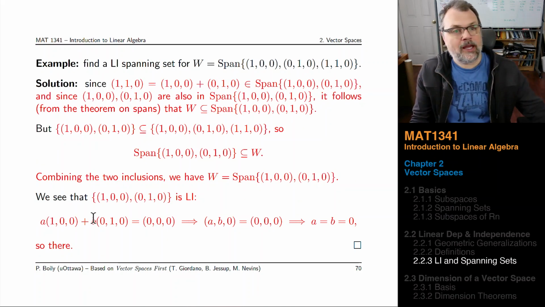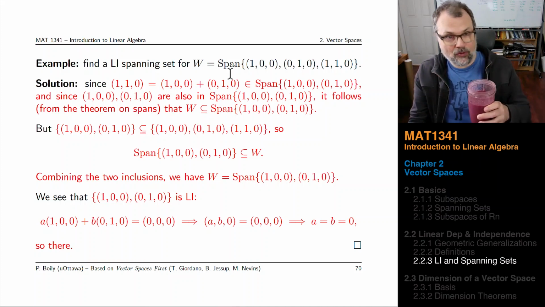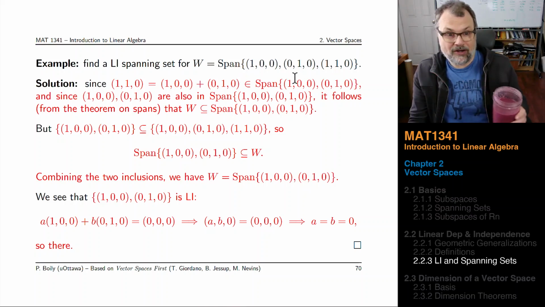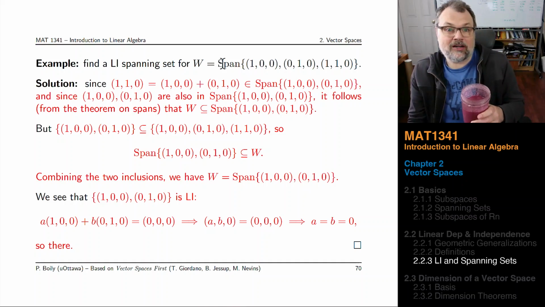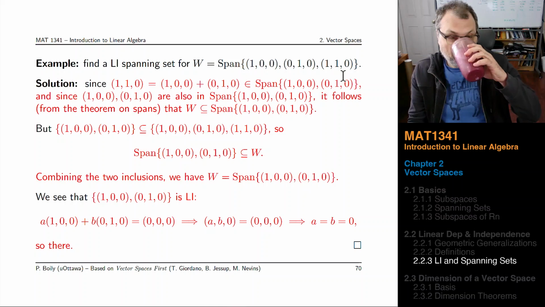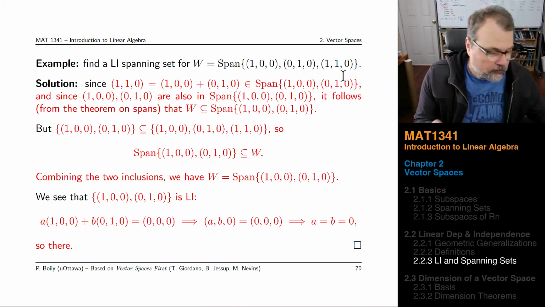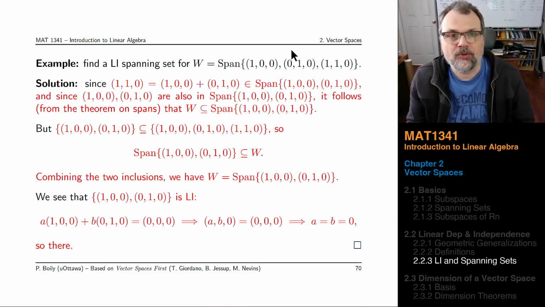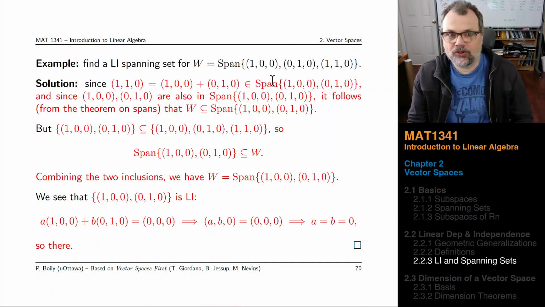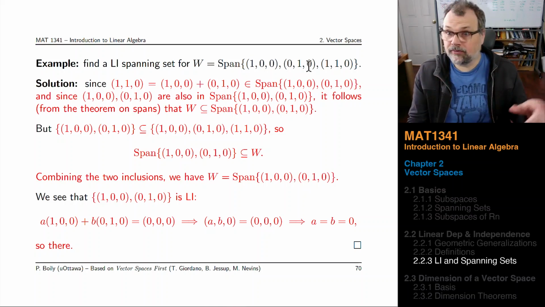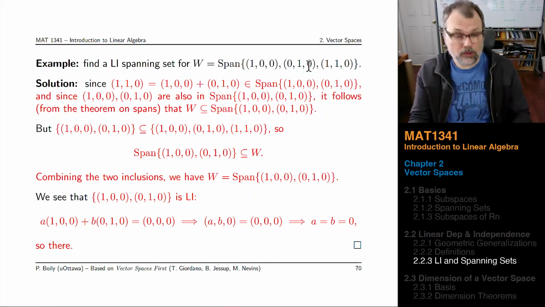If you're looking for a linearly independent spanning set for the subspace W, which is the span of the vectors (1, 0, 0), (0, 1, 0), and (1, 1, 0), how do you find that? I mean, is it even clear that these vectors are linearly dependent to start with? Well, they are, because the third vector, (1, 1, 0), can be written as a linear combination of the first two vectors. (1, 0, 0) plus (0, 1, 0) gives you the third vector, (1, 1, 0).